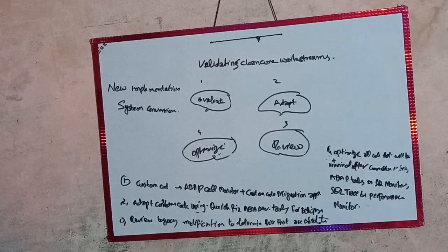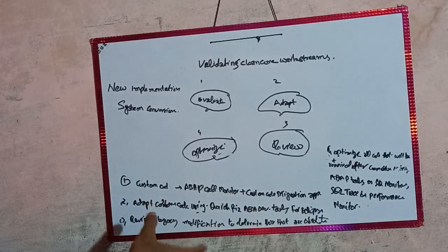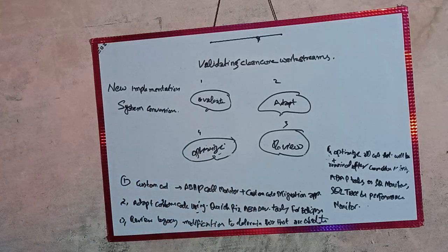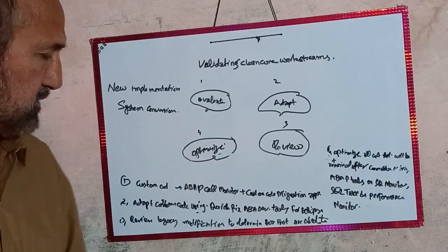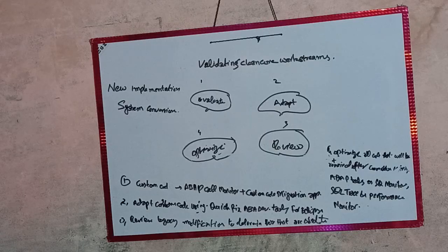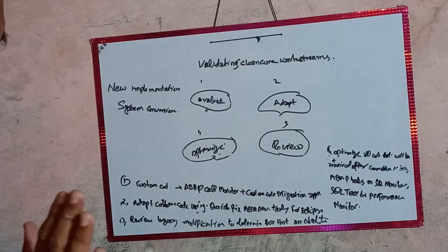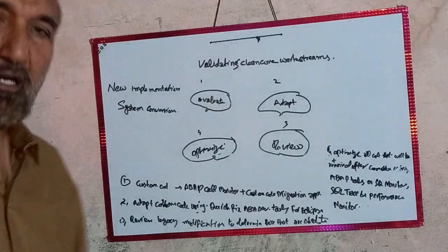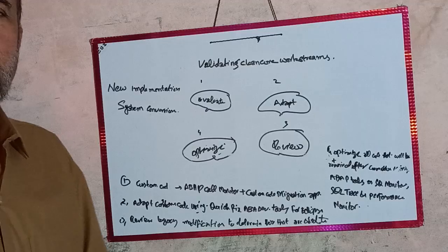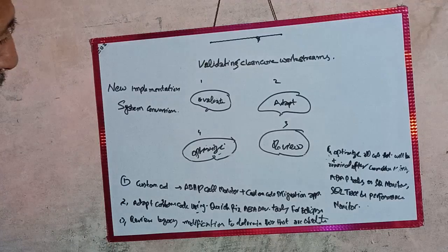Third one, review legacy modification to determine users that are obsolete. Those exits or extensions that are obsolete, unused, irrelevant will be deleted and removed after reviewing the legacy modification and determination. This is the third workstream.